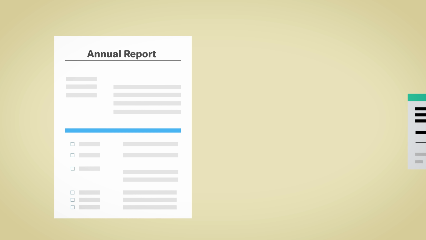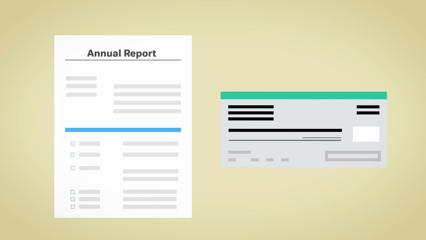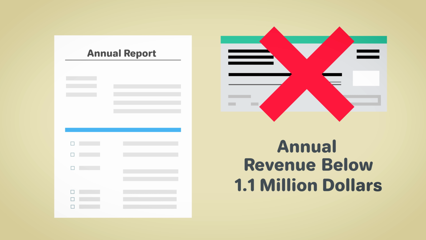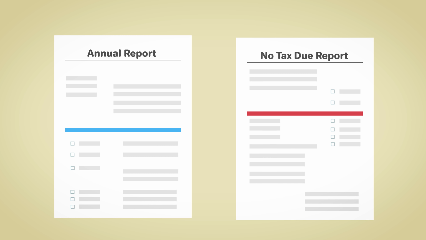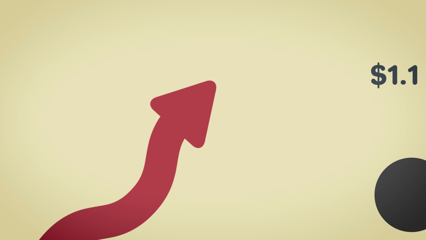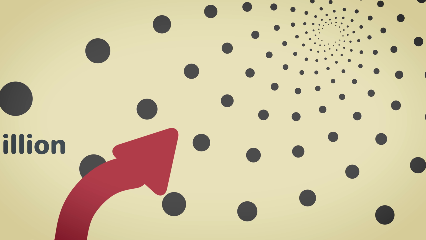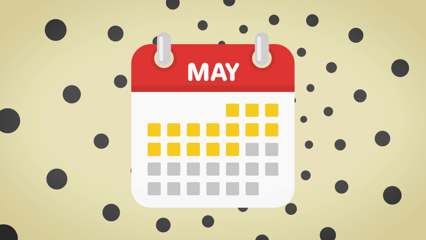Keep in mind, Texas LLCs are required to file an annual report and franchise tax together. LLCs with an annual revenue below $1.1 million do not pay any franchise tax, but must file a no tax due report. LLCs with an annual revenue of greater than $1.1 million pay a graduated tax that is calculated based on a complex formula. This is due by May 15th each year.